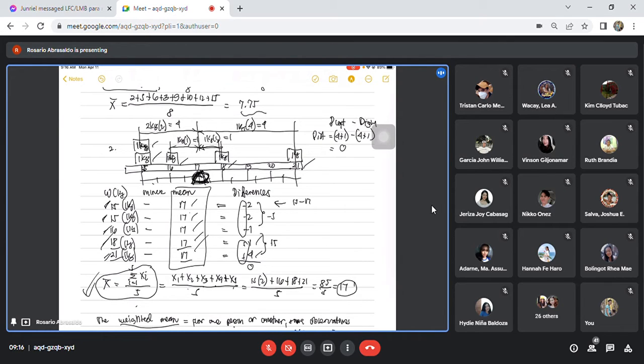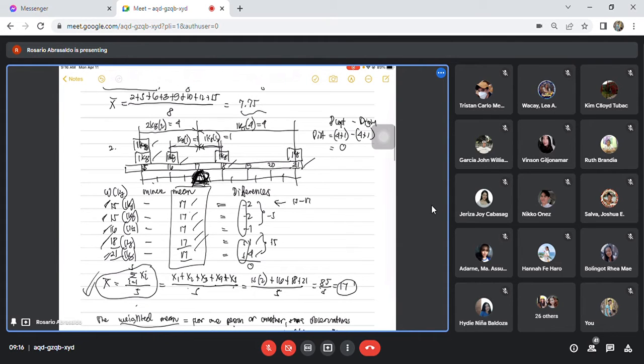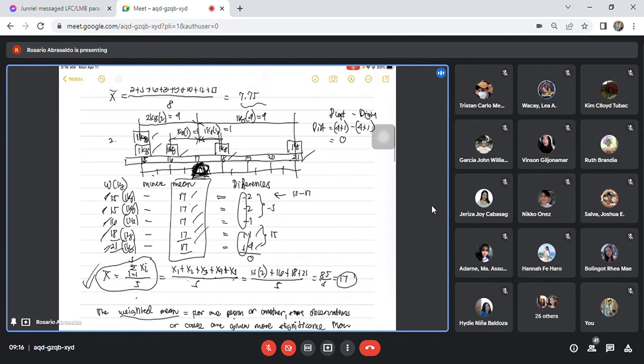So I just place here the mean, the average in the mean balance. Okay, finding the difference of the terms or the weights minus the mean. If we subtract 15 minus 17, the difference is negative 2, considering the sign, because 15 is smaller. The same with this, the difference is also negative 2. 16 minus 17 is negative 1. 18 minus 17 is positive 1. 21 minus 17 is 4.